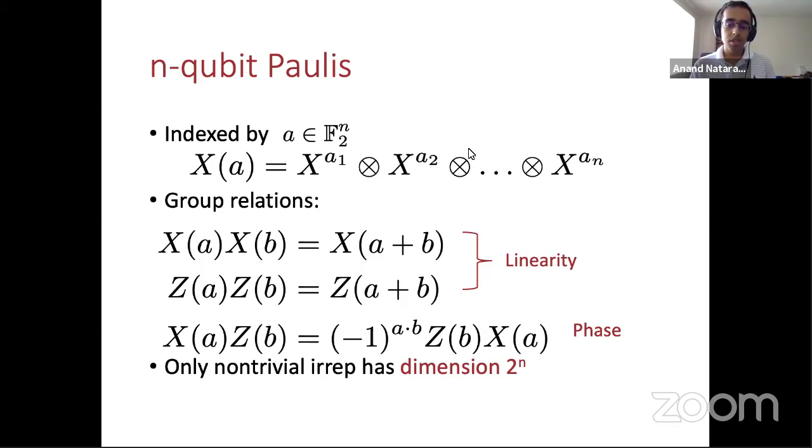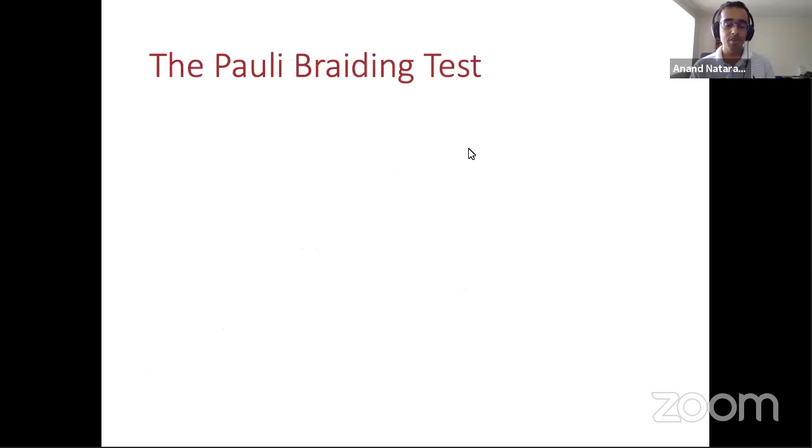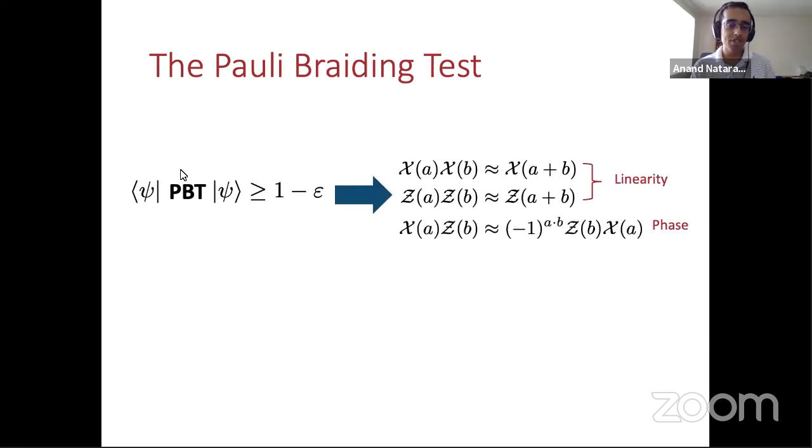So what are we going to do to design this Pauli braiding test? We want to do exactly the same thing that happened with the magic square. We want to figure out some game, this Pauli braiding test, such that if a strategy to that game succeeds with probability 1 minus epsilon, then the operators used in that strategy all approximately satisfy these relations of the Pauli group.